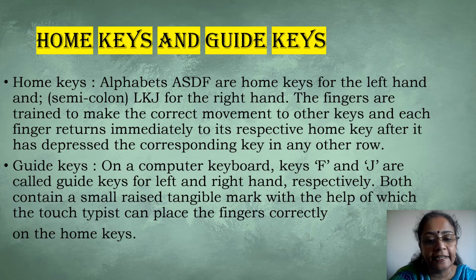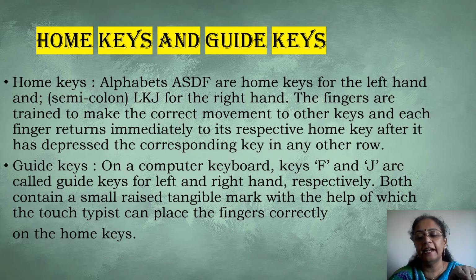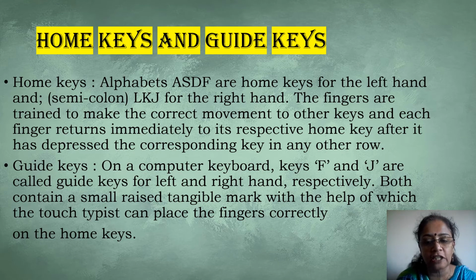Now what are the guide keys on the keyboard? The keys F and J, the F on this side and the J on the right hand side, are called the guide keys from the left and the right hand respectively. Both of them contain a small raised tangible mark which helps the touch typist to place their fingers correctly. So when you look at your keyboard, you will find that the F and the J keys have a small tangible mark, a small little dash on it.